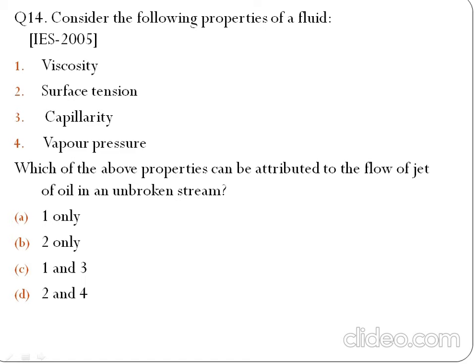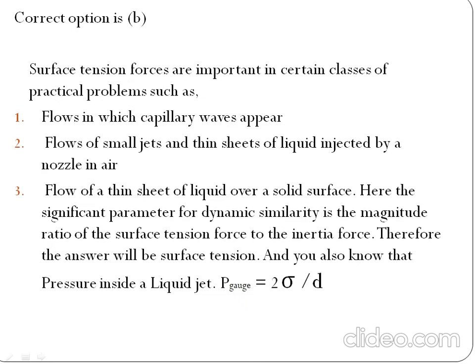flow in which capillary waves appear, second, flow of a small jet and thin sheet of liquid injected by a nozzle in air, third, flow of a thin sheet of liquid over a solid surface. Here the significant parameter for dynamic similarity is the magnitude ratio of surface tension forces to the inertia forces. Therefore, the answer will be surface tension. You can also note that the gauge pressure inside the liquid jet is equal to 2 sigma by r.